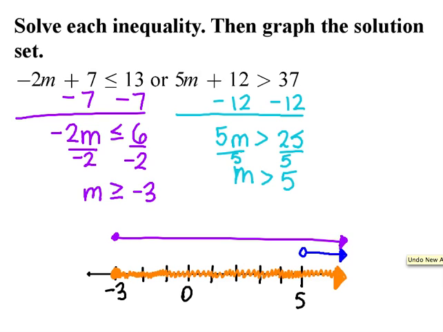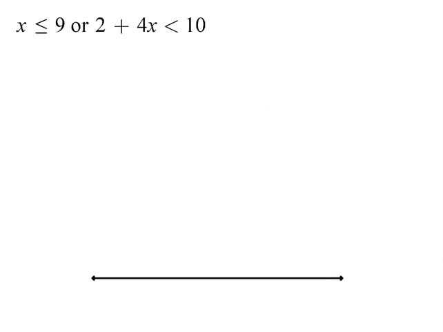All right. Let's look at another one. Okay, last one we're going to look at today. Now this one is kind of nice because the first inequality is already solved. You don't have to solve it, it already says what it is. So what am I going to do? Subtract 2. So I get 4x to be less than 8.